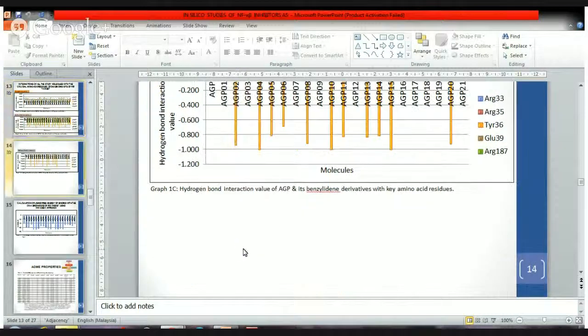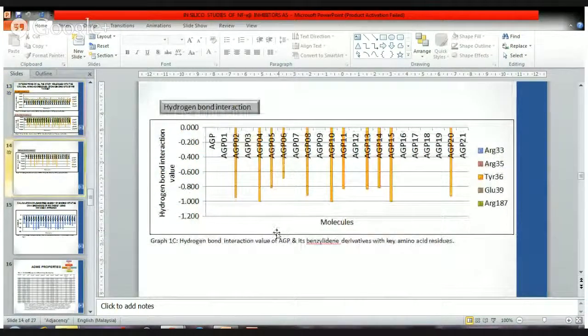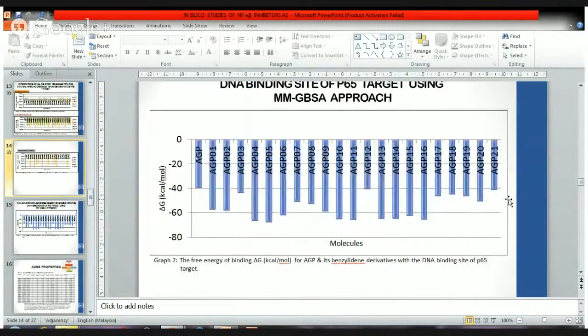And this is the graph that shows the hydrogen bond interaction, whereby for a few of the molecules, tyrosine 36 plays an important role in hydrogen bonding. For AGP04, 10 as well as 15, they form a significant hydrogen bond interaction with tyrosine 36, while AGP06 shows a moderate hydrogen bond interaction with tyrosine 36.